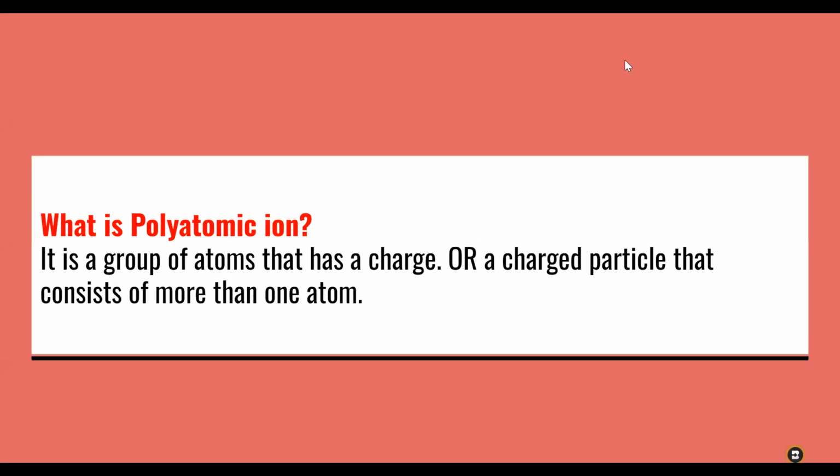So, as I said, a polyatomic ion is a group of atoms that has a charge, or a charged particle that consists of more than one atom. I want to show you a video that will enhance your learning on this.